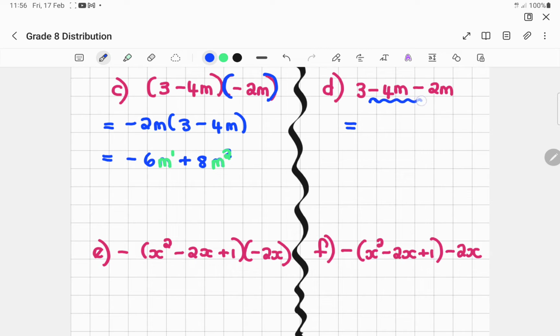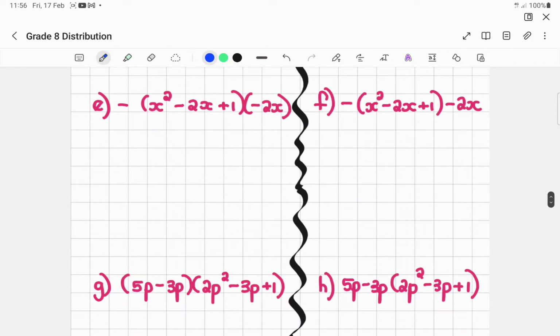So which ones are like terms? Can you see that those two are both like terms? So if I owe 4 and I owe another 2, then I have 3 and I owe 6 m's then. 3 minus 6m. Okay, you see how it differs? Different answers as well. Same with E and F.